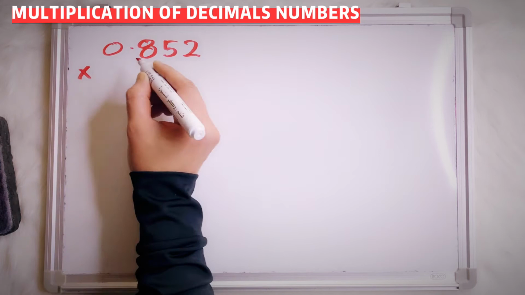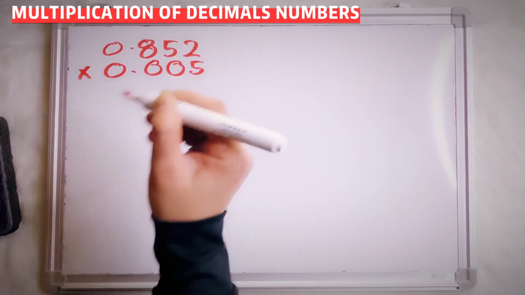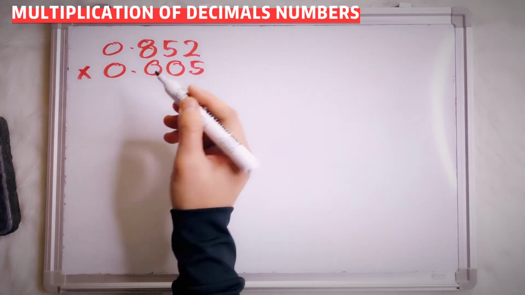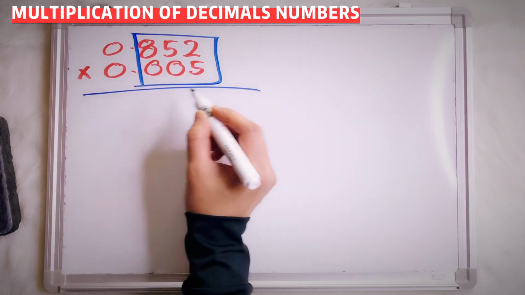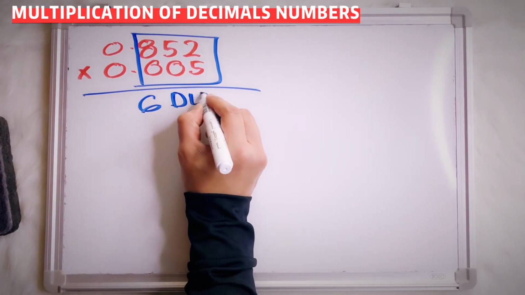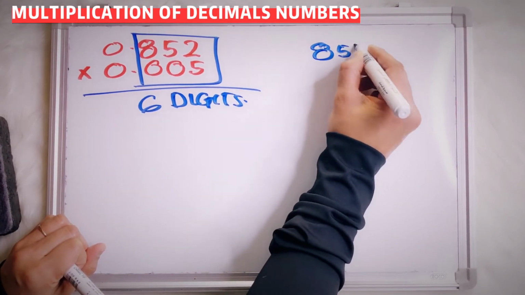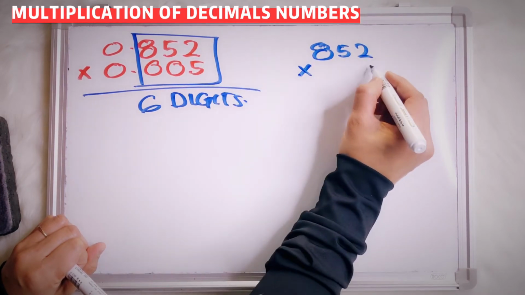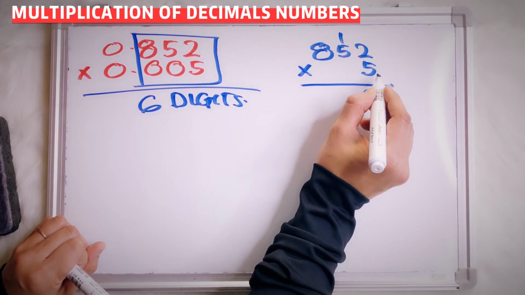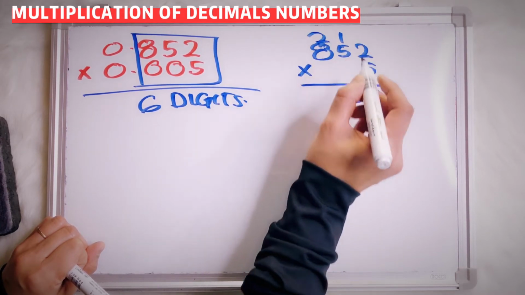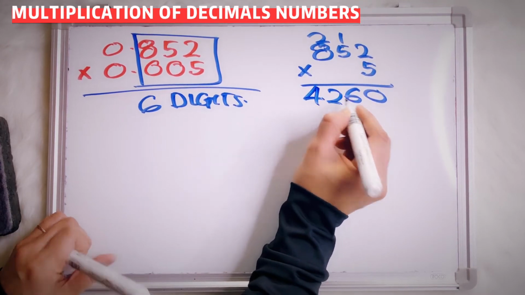0.852 multiply with 0.005. How many digits after the decimal? Okay, we check. 6, right? We have 6 digits. So now 8, 5, 2. You multiply with number 5. So 2 times 5, 10. 5 times 5, 25 plus 1, 26. 8 times 5, 40. 40 plus 2, 42.